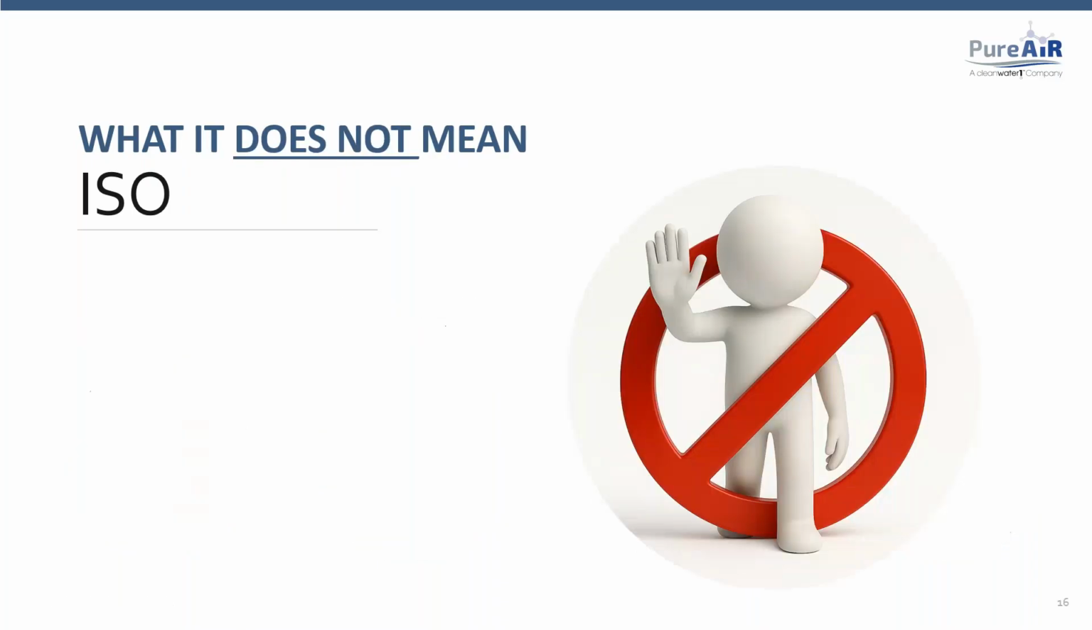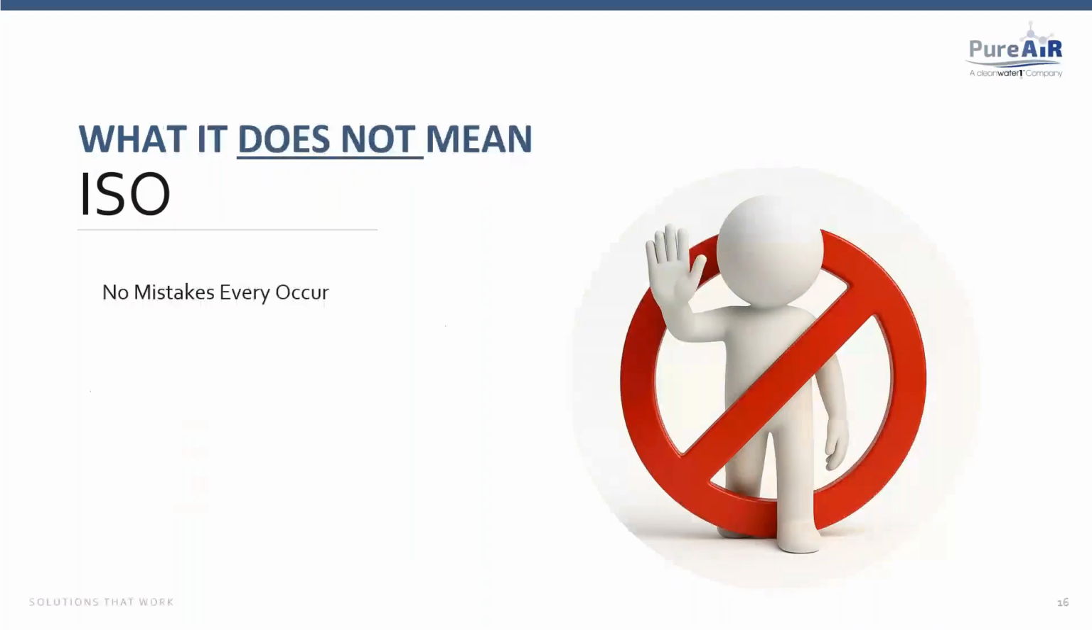What it does not mean, it's a big one: no mistakes ever occur. It's as nice as that would be. We are human. It's a very human process, and something is bound to happen sooner or later. So what ISO does cover, though, is when a mistake does occur, it will be tracked. It will be rectified, and steps will be taken to try to mitigate future instances of that.